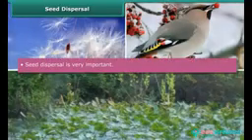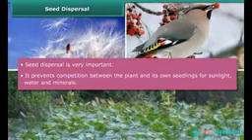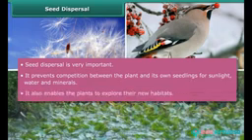Seed dispersal is very important because it prevents competition between the plant and its own seedlings for sunlight, water, and minerals. It also enables the plants to explore their new habitats.